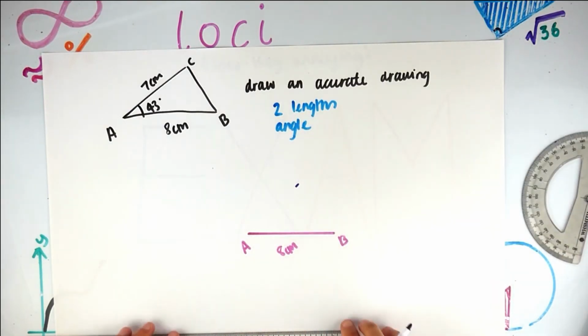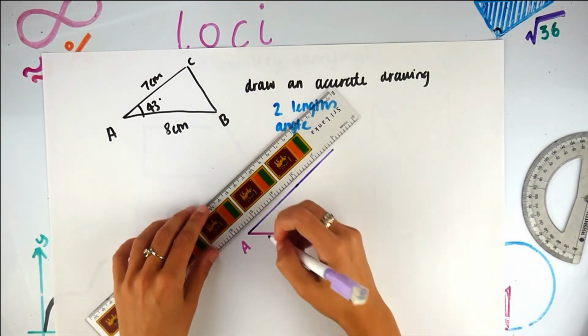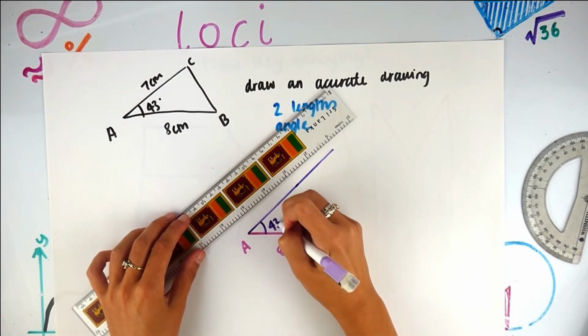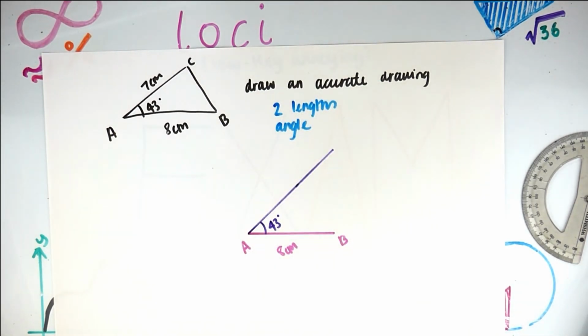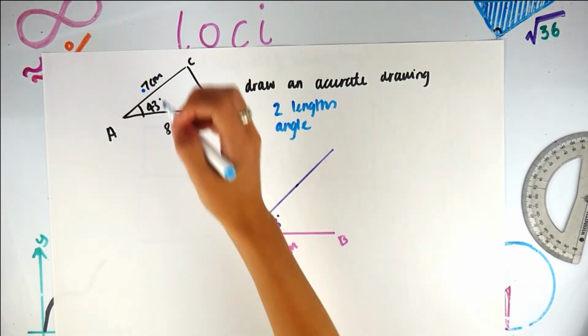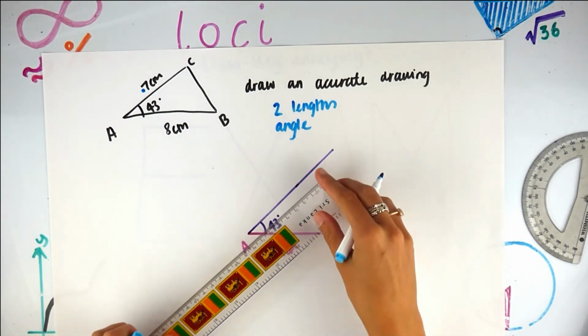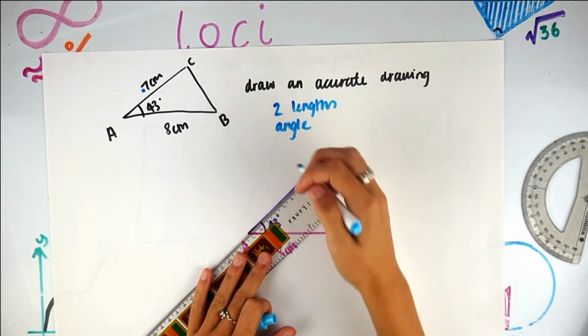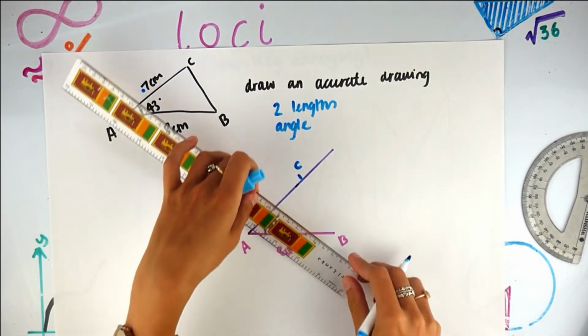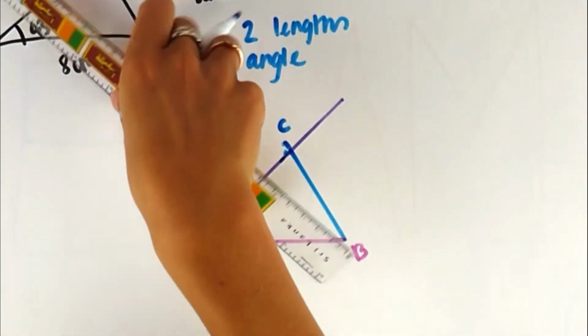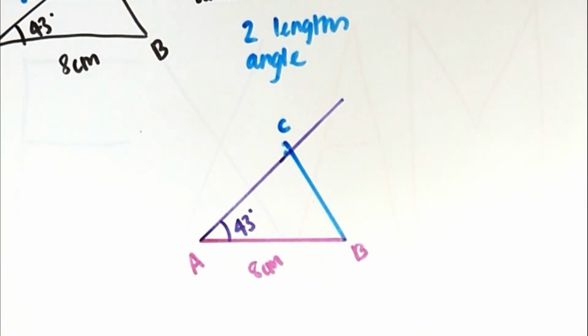So we know all along, if we draw a line here, all along that line, that angle is going to be 43 degrees. And now we just need to know where to stop that line. And it's given us this 7 centimetres. So we know from A to C is 7 centimetres. So if we measure that, so if we join C to B, we've constructed our accurate drawing.